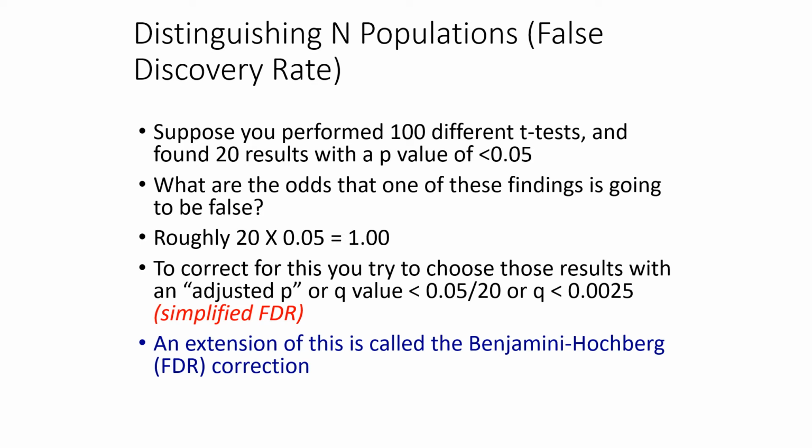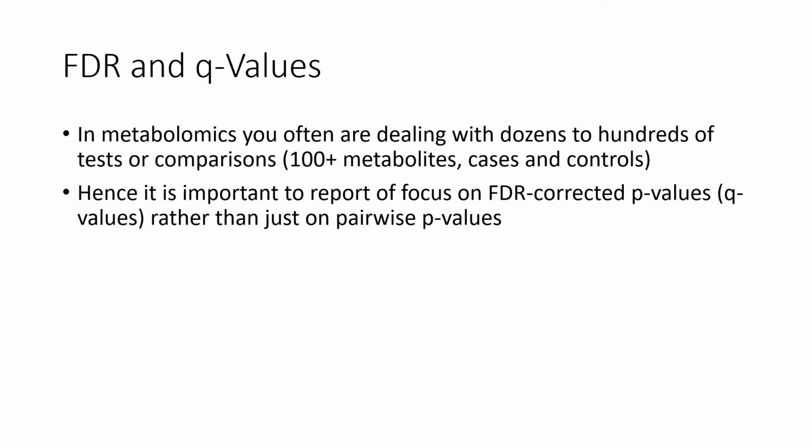This modification to the Bonferroni correction, called the Benjamini-Hochberg correction, is what's now standardly used. This is not called a p-value, it's called a q-value. The Benjamini-Hochberg values allow you to calculate t-test values but correct for the false discovery rate. So when you're comparing cases versus controls with univariate data, say for metabolomics, you should look at the q-value to see which ones are significant, not the p-value.